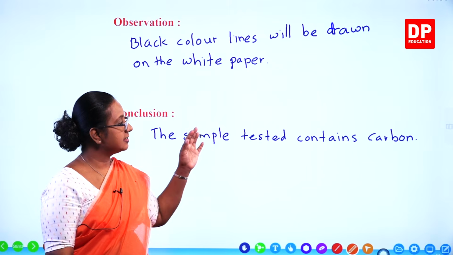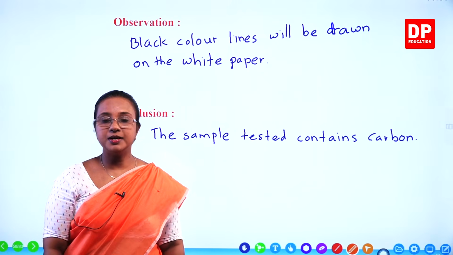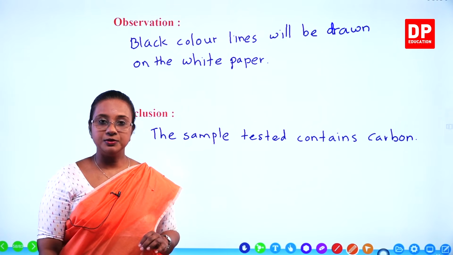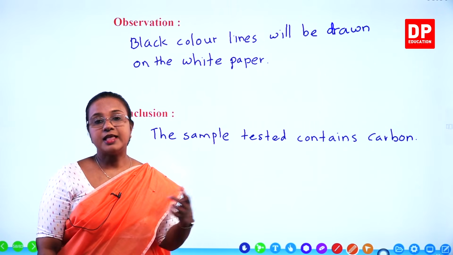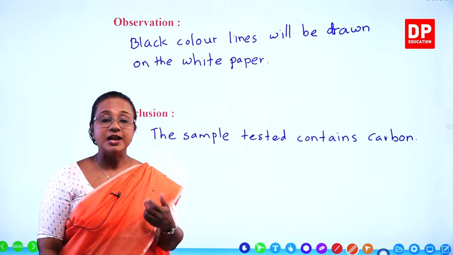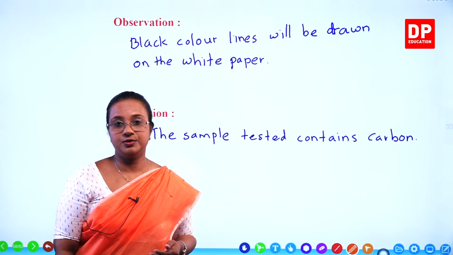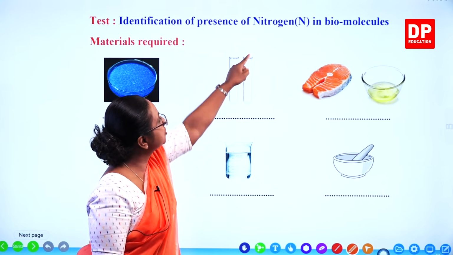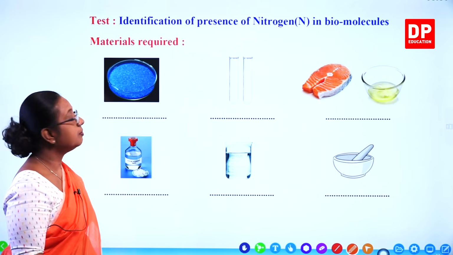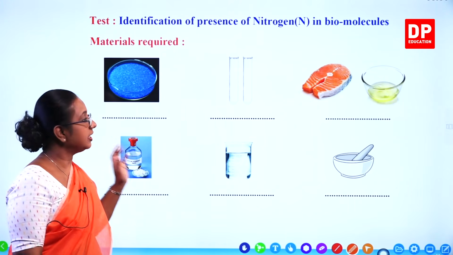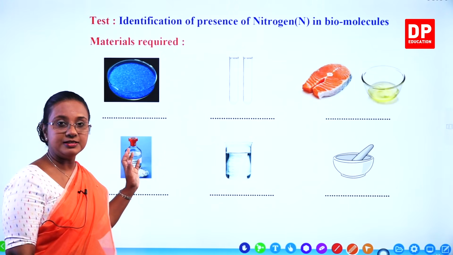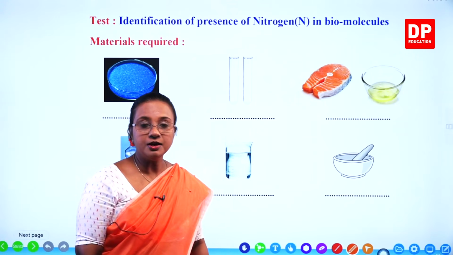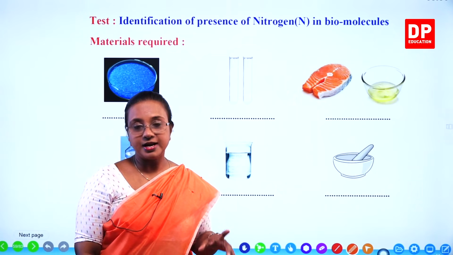So students, this is the activity to test the presence of carbon, and you have understood the steps and the observations clearly. Now we will go on to the next activity, the activity to test the presence of nitrogen in biomolecules. So, test for identification of presence of nitrogen in biomolecules. For this activity, we will need all these materials, and as the biomolecule, we can use any one of the food that is rich in nitrogen.